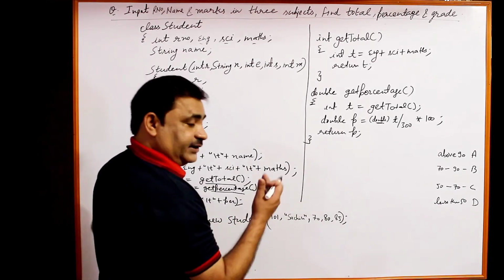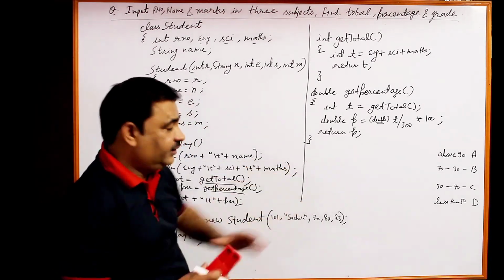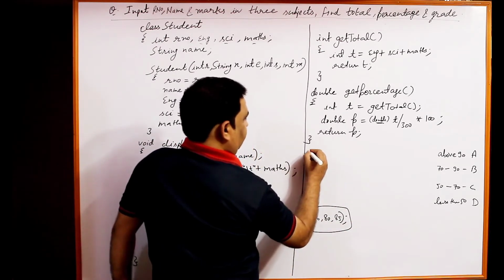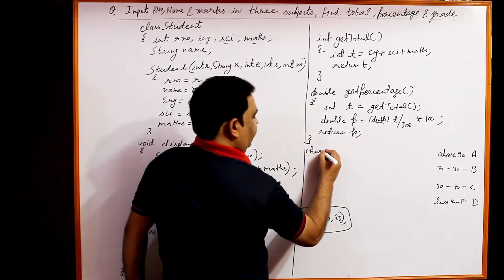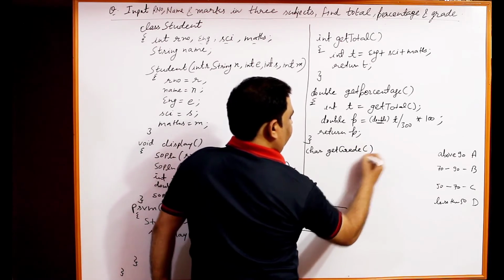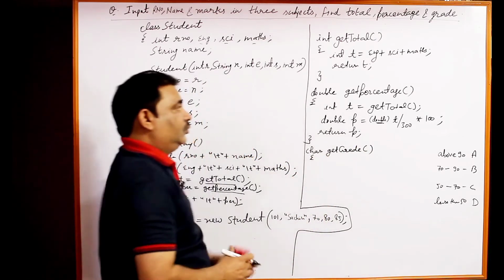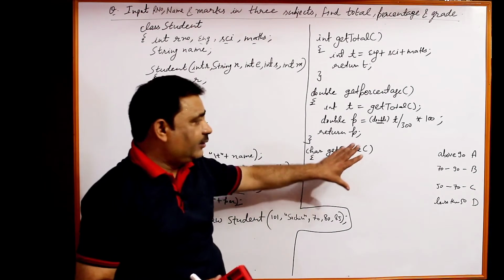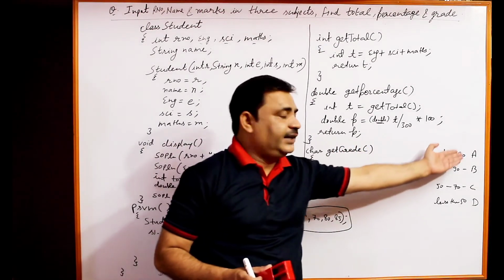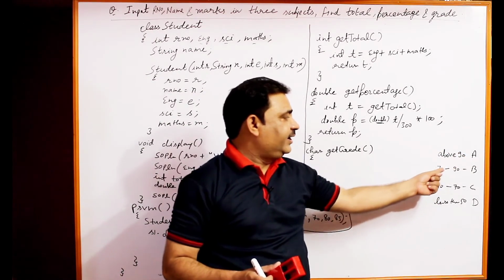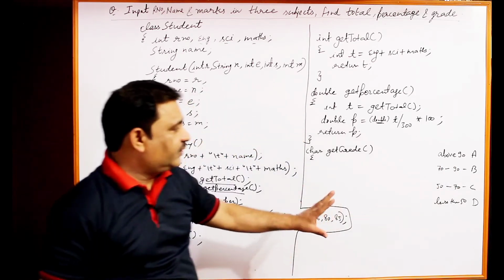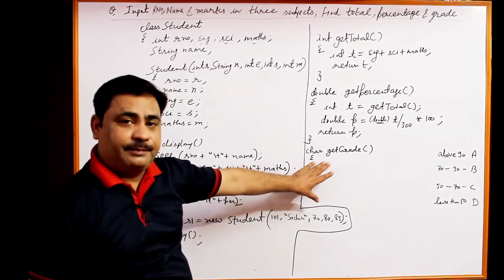So same way I am going to make a separate function. I am making the function here, char getGrade. We have to calculate the grade according to the percentage. So if percentage is above 90, we will give A grade. If it is below 90 but from 70 to below 90, then B grade. Same way the rest of the conditions. So you need to calculate the percentage here.